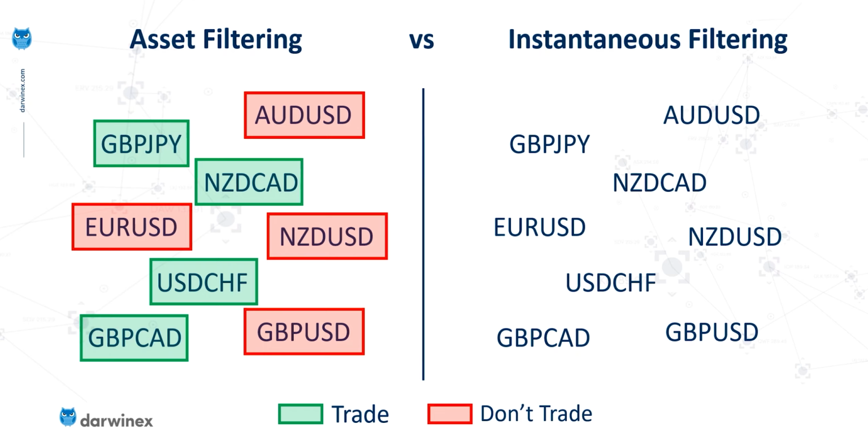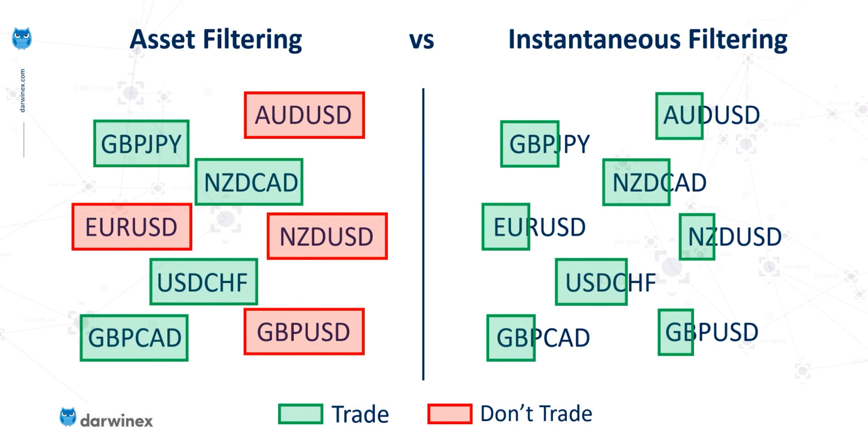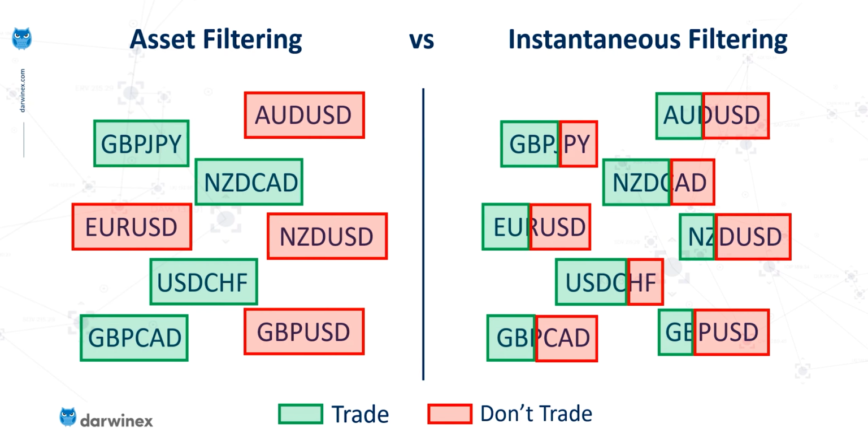But instantaneous filtering is different. Here we are prepared to trade a much wider range of assets, but only when the conditions in those assets are suitable in terms of noise for the trading strategy we're using. And then when the noise characteristics are not suitable, the strategy will not allow those assets to be traded.